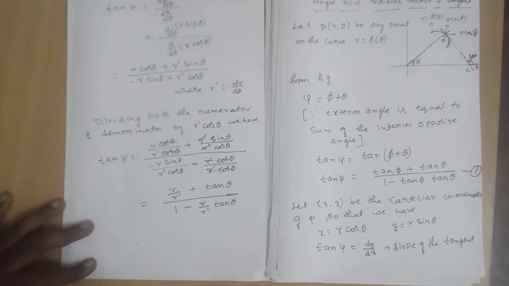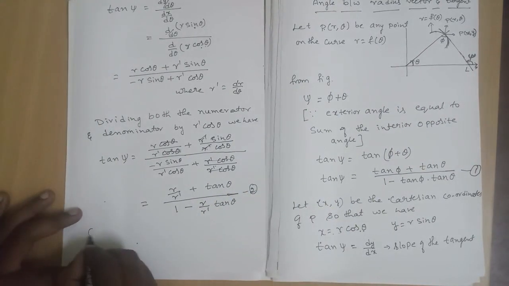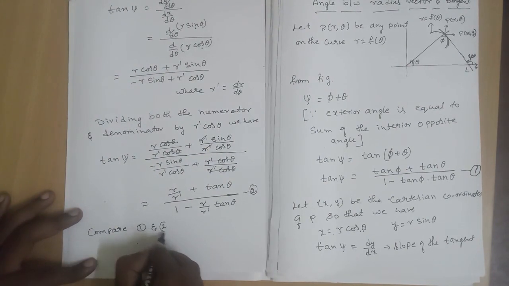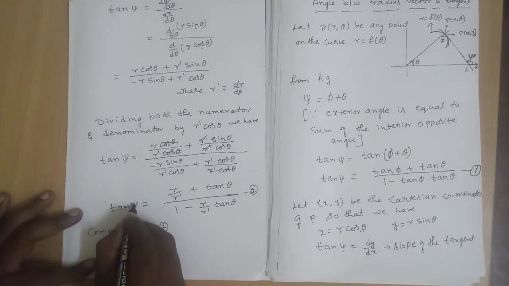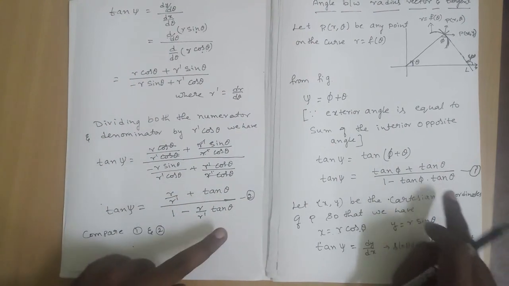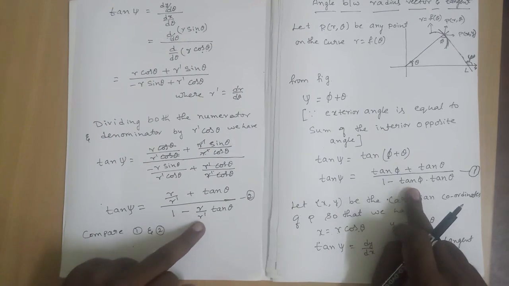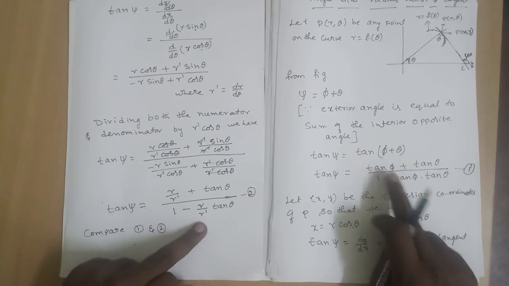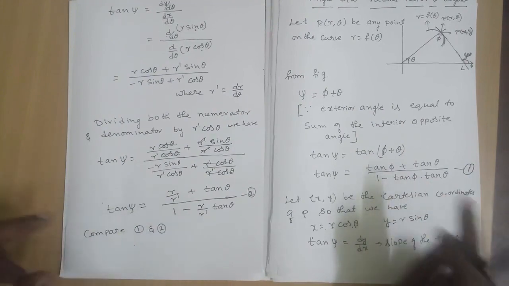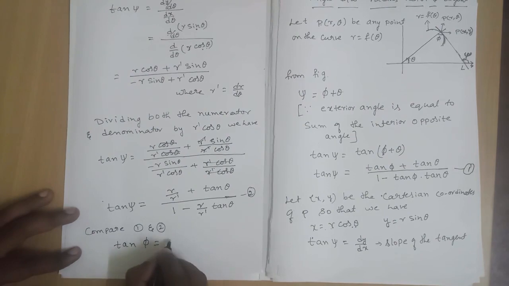Now compare equation 1 and equation 2. So tan xi is there, tan theta is there, tan theta is there here also, and 1 minus is there. So in place of xi, we have r divided by r dash on both sides. By comparing, we get tan xi equals r divided by r dash.